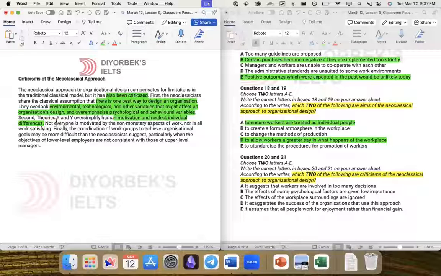Not everyone is motivated by the non-monetary aspects of work, nor is all work satisfying.